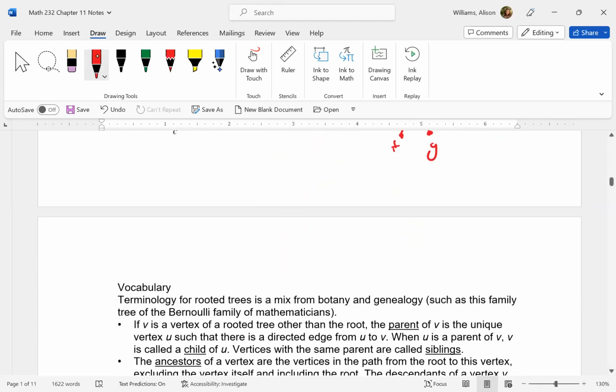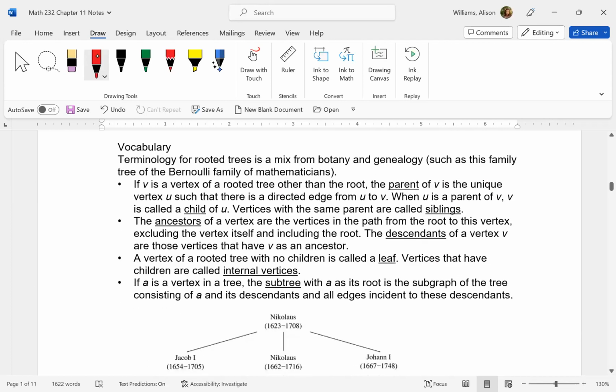All right, let's look at more vocabulary. Now, this vocabulary is kind of funny. It uses a mix of botany and genealogy to talk about paths and different relationships between vertices. Okay, so if V is a vertex of a rooted tree other than the root, then the parent of V is the unique vertex U such that there is a directed edge from U to V.